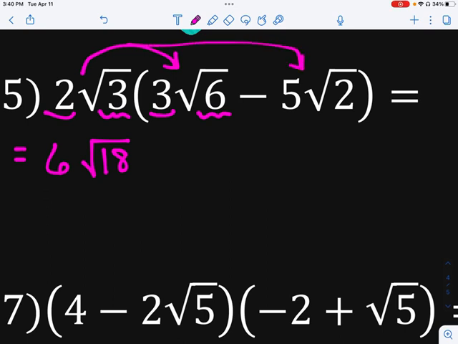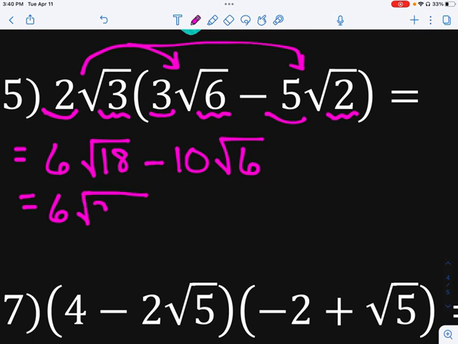Then I come through and multiply to the next one. So I have 2 times the negative 5, that's going to get me negative 10. And then I have the 3 times the 2, since they're both on the inside, and that's square root of 6. My last thing now is to look and say, can I simplify anything? And I can. 18 has a perfect square factor of 9 in it.